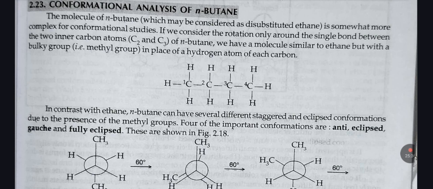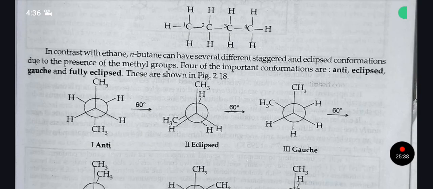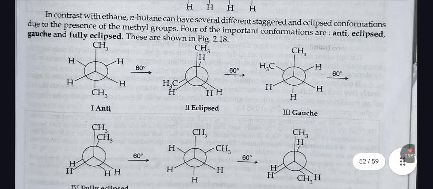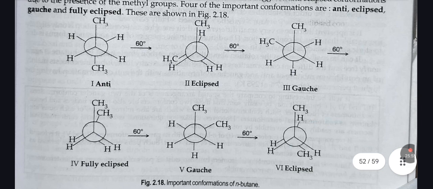In contrast with ethane, butane can have several different staggered and eclipsed conformations due to the presence of the methyl group. Four of the important conformations are anti, eclipsed, gauche, and fully eclipsed. These are shown in figure 2.18. First shows anti, second shows eclipsed, third shows gauche, fourth shows fully eclipsed, fifth shows gauche, and sixth shows eclipsed. When these are rotated by 60 degrees each, they will change the configuration. The figure shows the important conformations of n-butane.